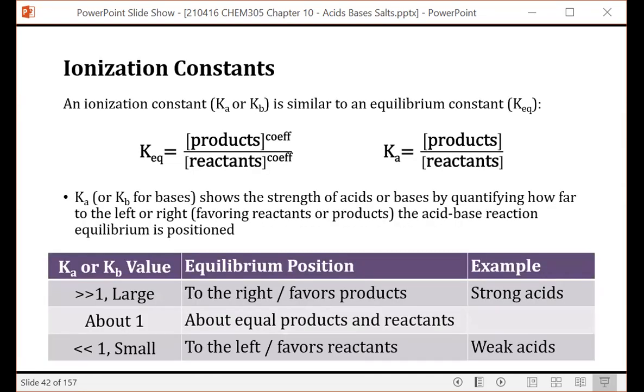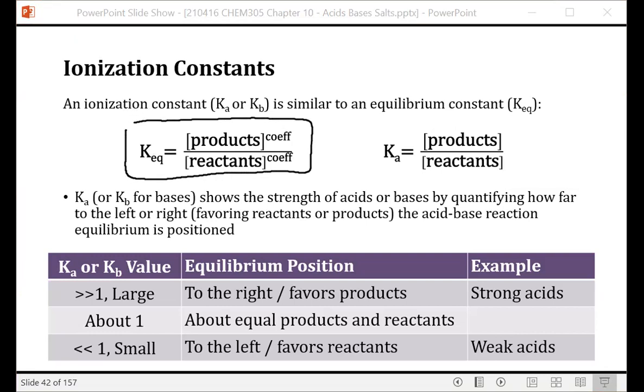So the ionization constant for a weak acid or a weak base, Ka or Kb, is similar to the equilibrium constant we talked about back in chapter 9. Keq was the concentration of each of the products raised to their coefficient multiplied together, divided by the concentration of each of the reactants raised to their coefficient multiplied together. So this was Keq.